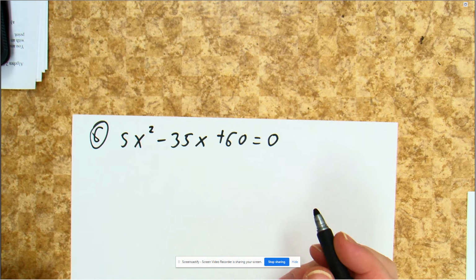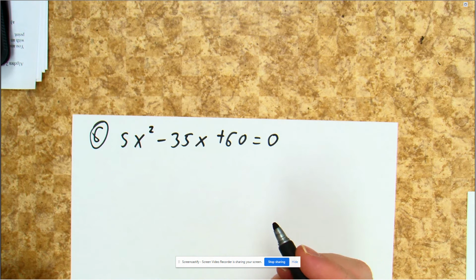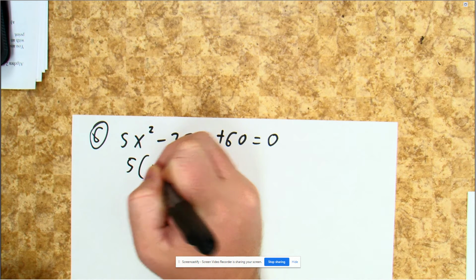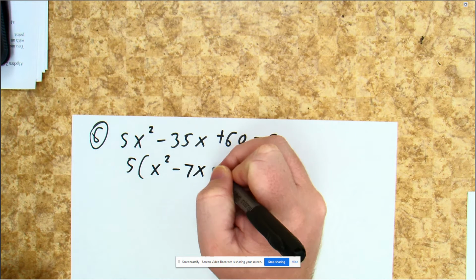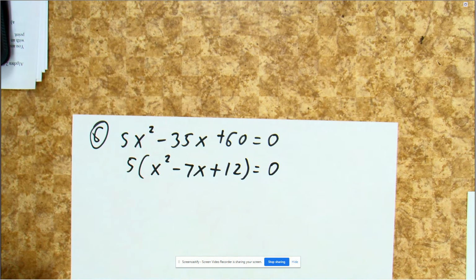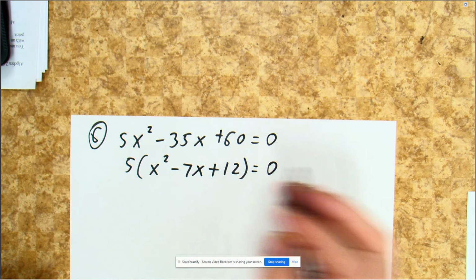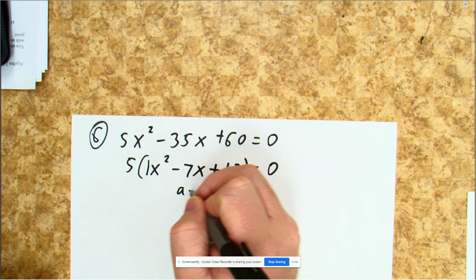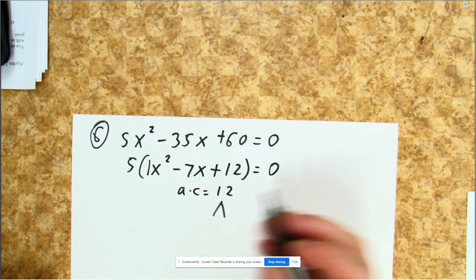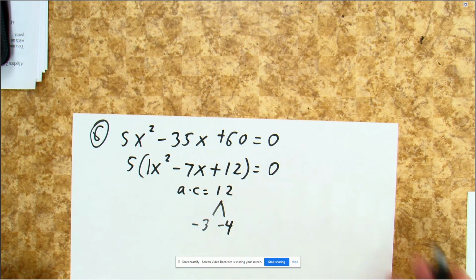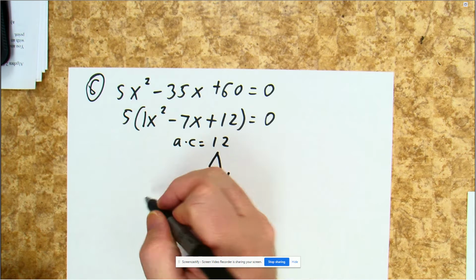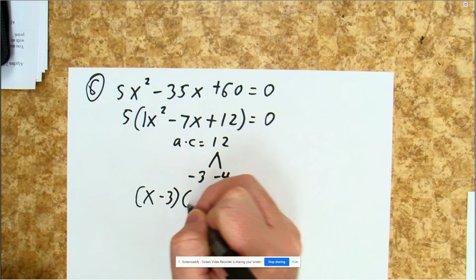The first step of the Tucker method is always to check for a greatest common factor. In this case, it's got to be 5. If I take out that 5 as a factor, it leaves me with the following. That's a much nicer quadratic to deal with. If I did a times c to get 12, my two magic numbers have to multiply to a positive but add up to a negative. So they both have to be negative, multiplying to a positive, adding up to a negative. I'm going to bypass the t-chart because that's not needed here.